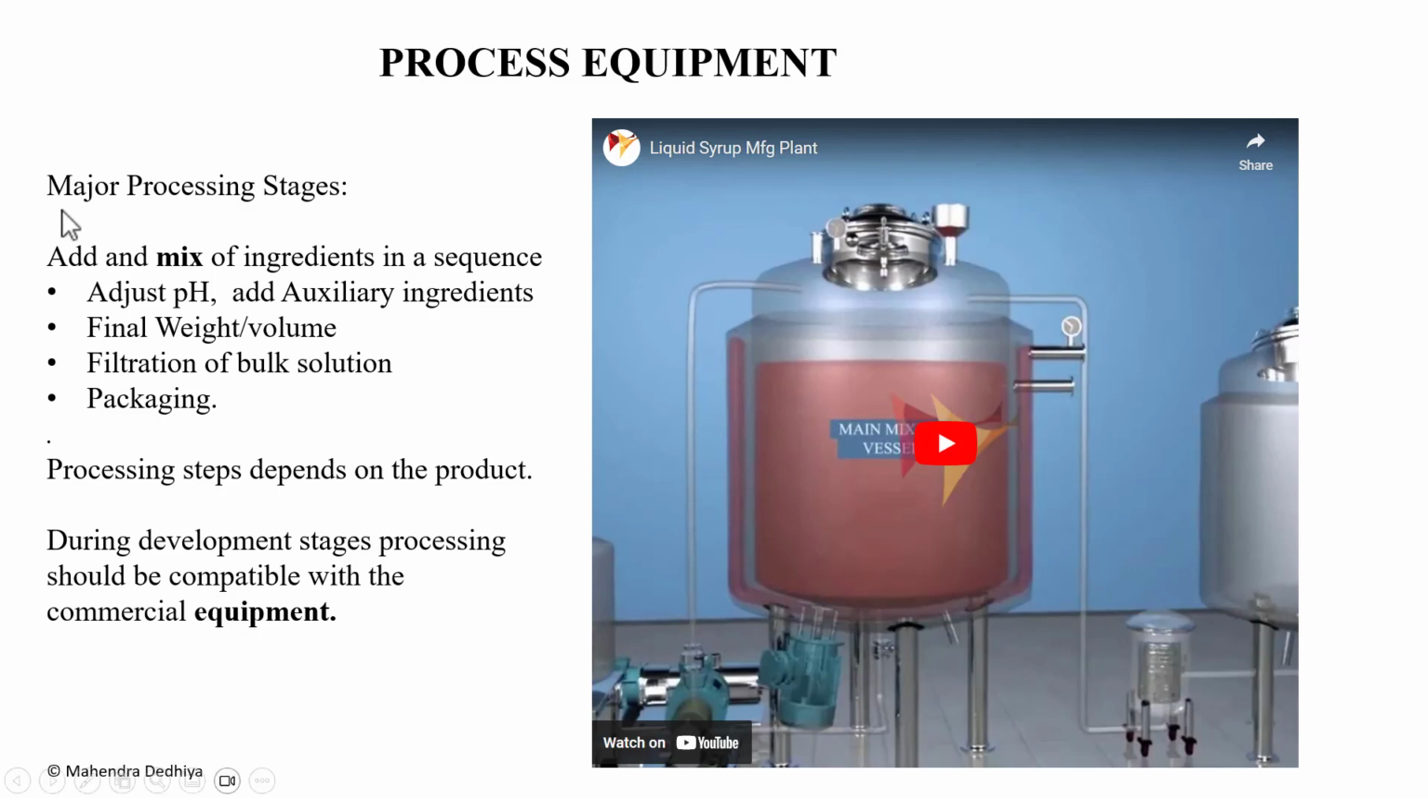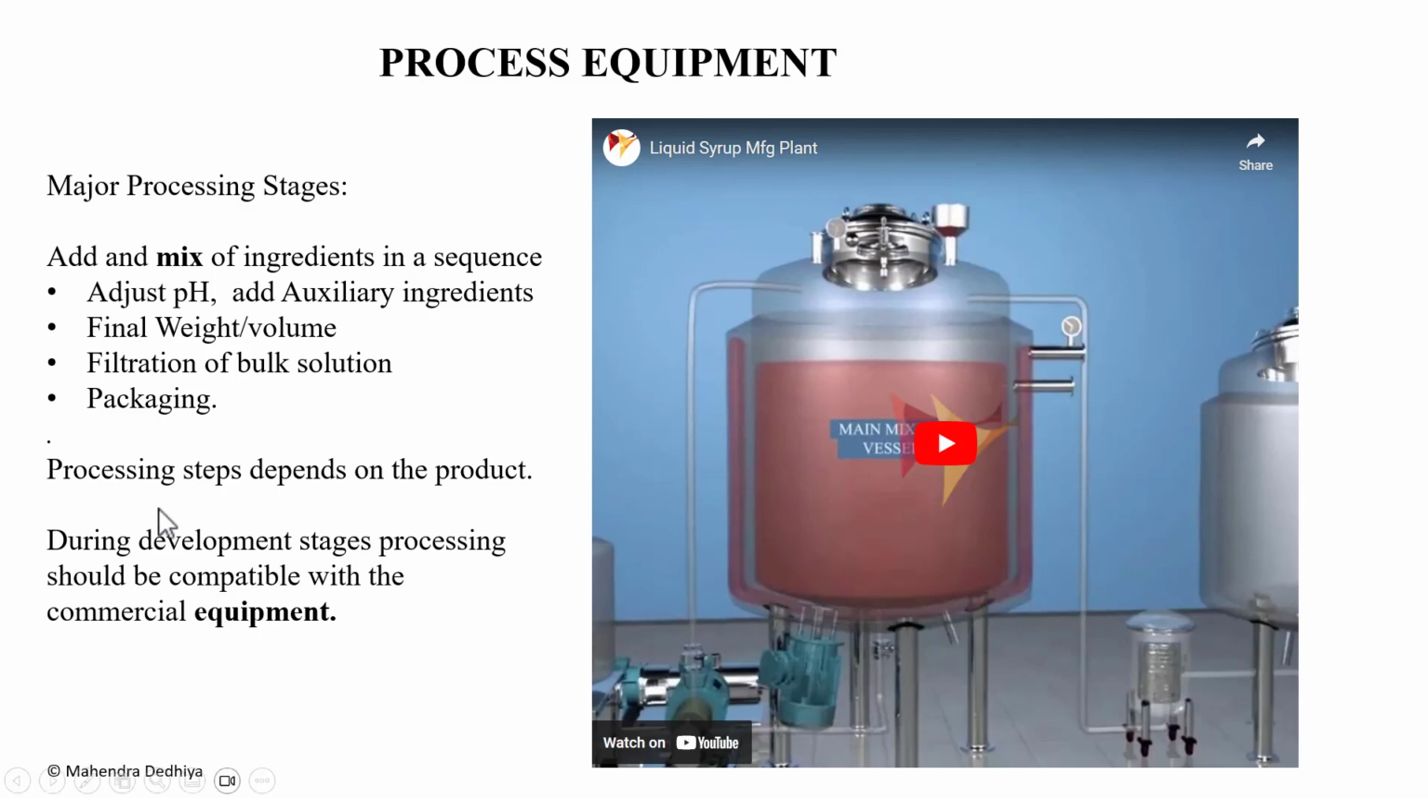The major processing step in a solution formulation involves mixing of ingredients in a sequence: solutes that we want to dissolve and solvents to make a uniform solution. In addition to that, we adjust pH, we use auxiliary agents, filter the product, and coloring and fragrance are added. That needs to be included in the manufacturing steps. At various stages of manufacturing, weights and volumes will be checked. Solution formulations are filtered at the final step and they are packaged.